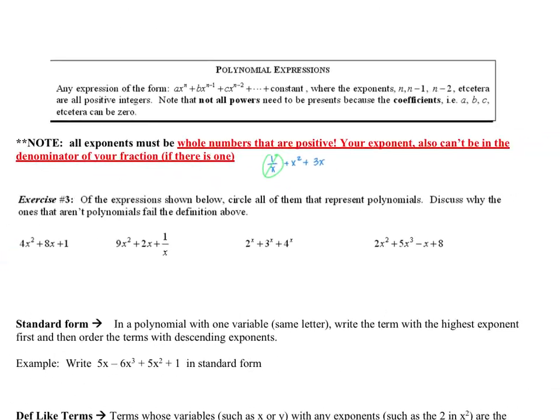So let's look at these examples. Of the expressions below, circle all of the ones that represent polynomials. Discuss why the others aren't polynomials, that fail the definitions above.